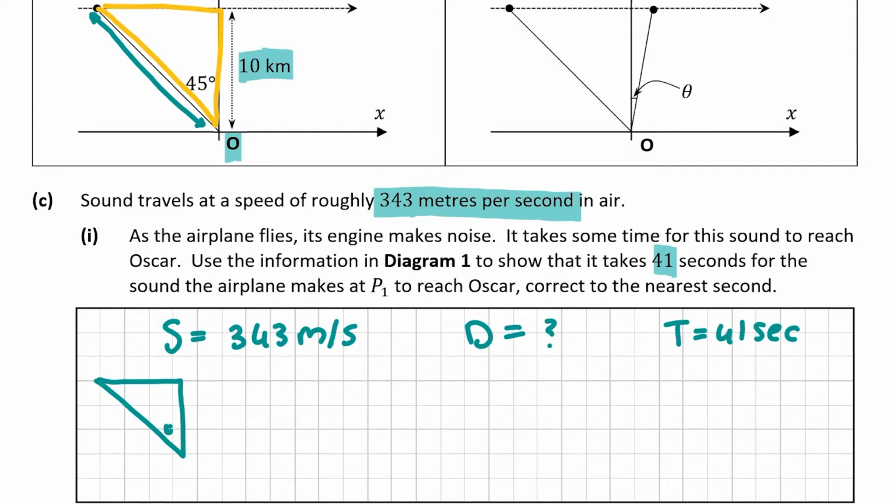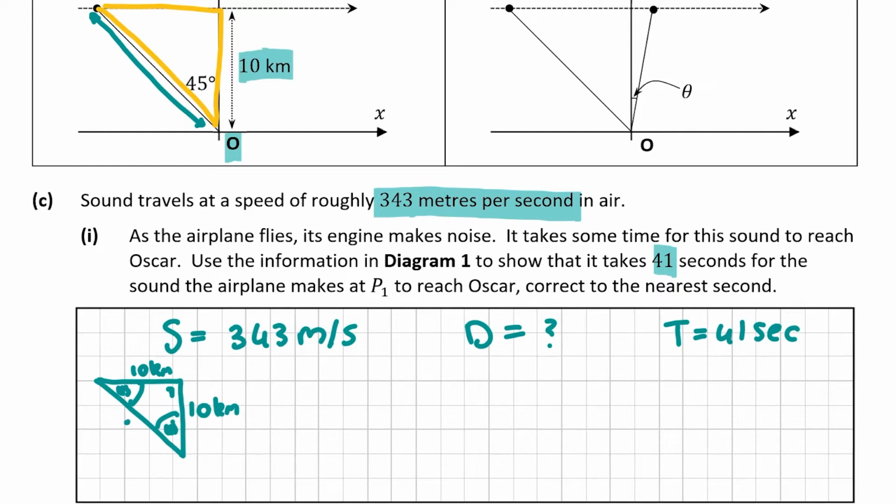So that is 45 degrees, and we know this is a right angle. So this must also be 45 degrees, because if that is 90 degrees and that is 45 degrees, this must be 45 degrees because there's 180 degrees in a triangle. This is 10 kilometers. This must also be 10 kilometers because we can see that it is an isosceles triangle here. So all we need to do now is work out this distance here.